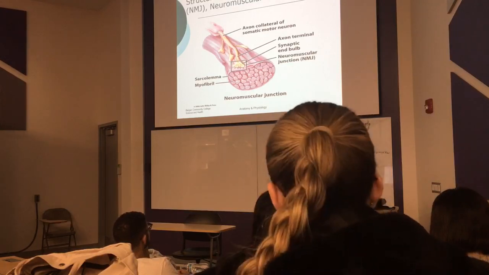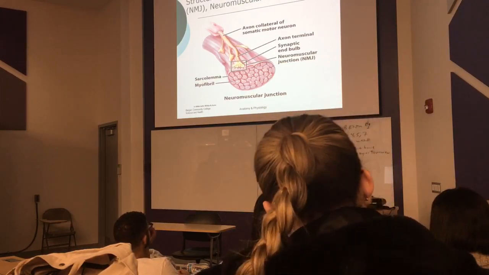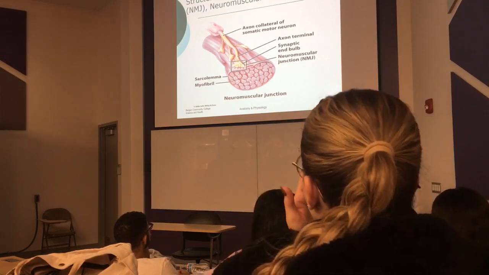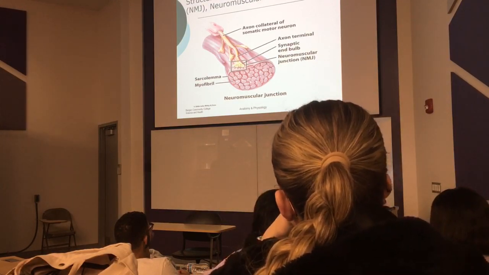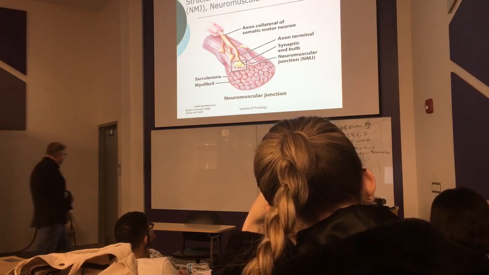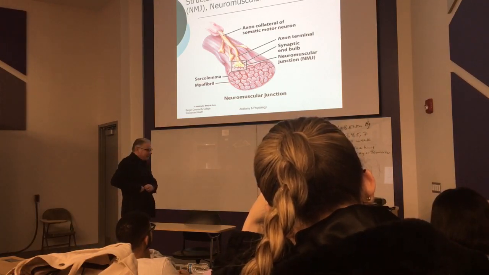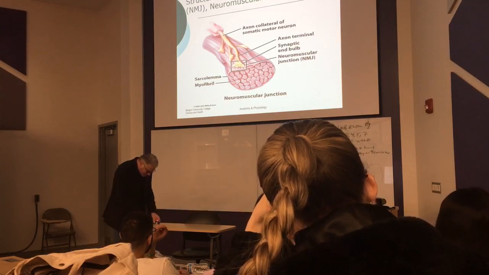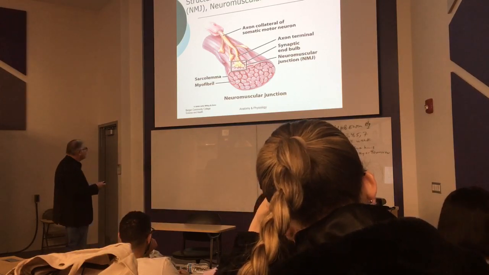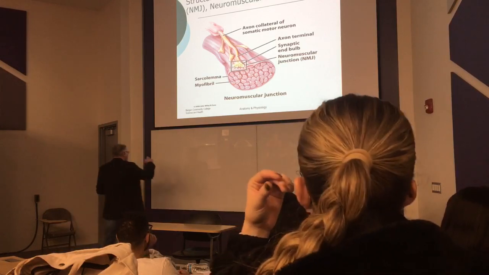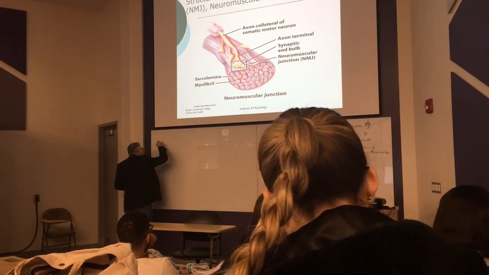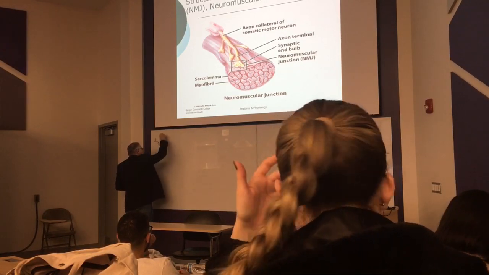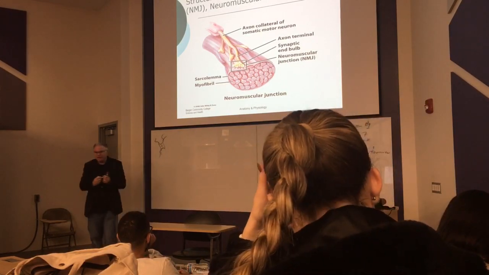So now, here's the nerve going into my muscle. This is the cell. These are all my myofibrils here. We're going to go over nerves next semester, but I just want to give you a little taste of what's going on here. So this here is going to be a multipolar neuron. Neurons are the nerves.